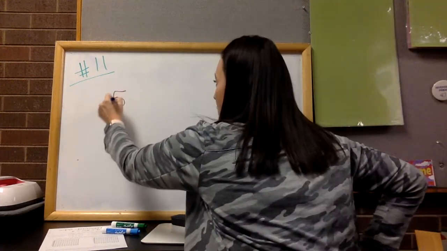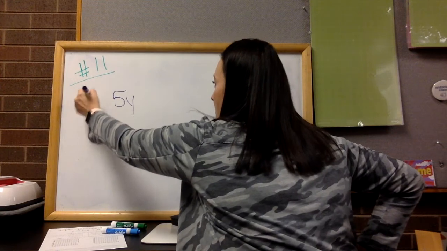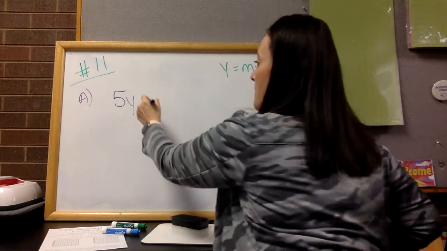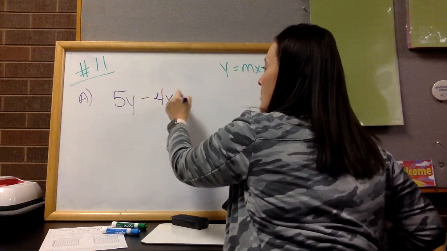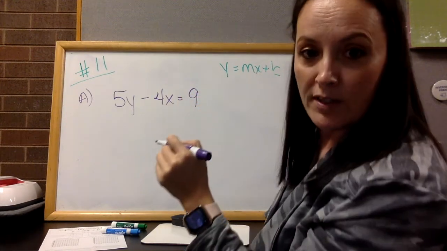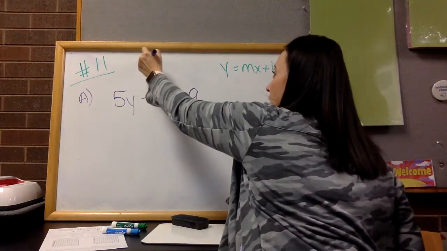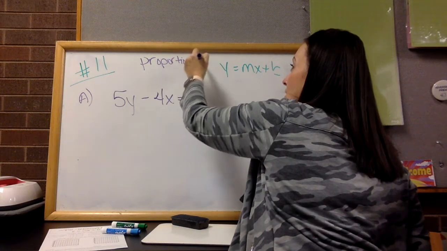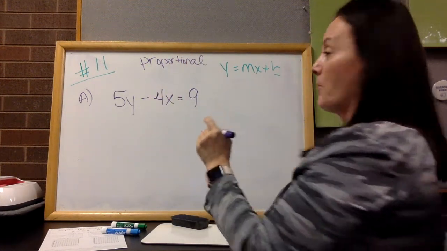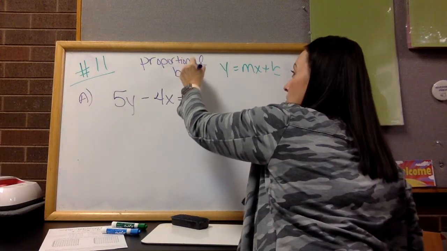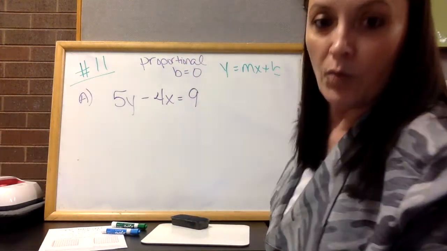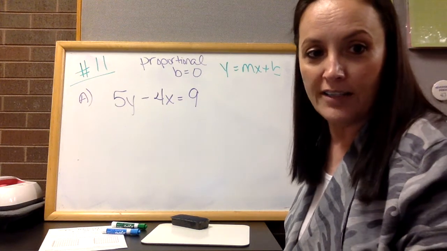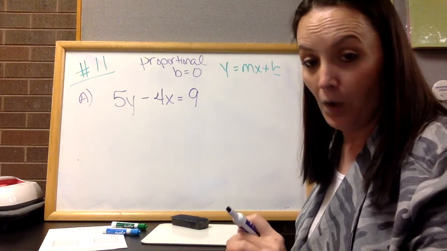So we have A. It says 5y minus 4x equals 9. And this one you are looking for proportional. The very first thing you want to do is read the directions. If it's proportional, you're going to have a b that equals 0. So you want to find where your y-intercept is 0 on this one.